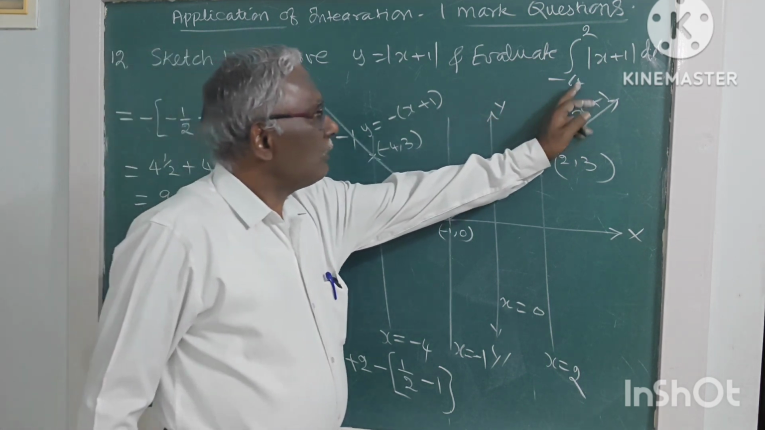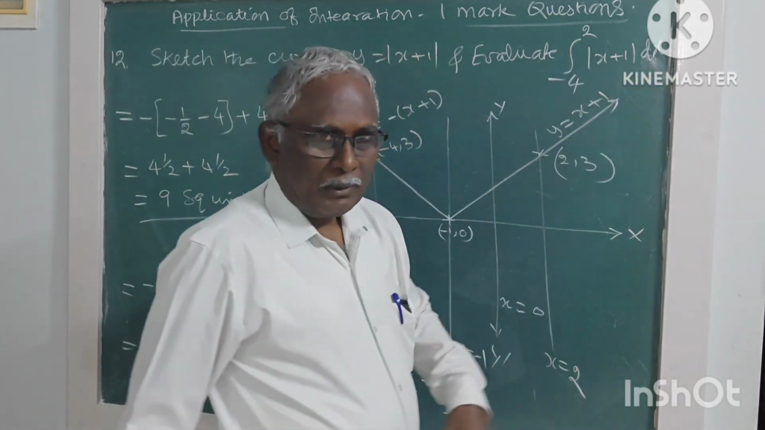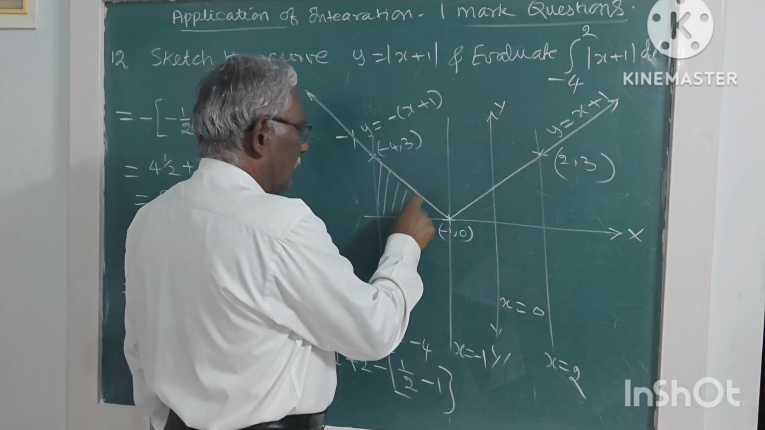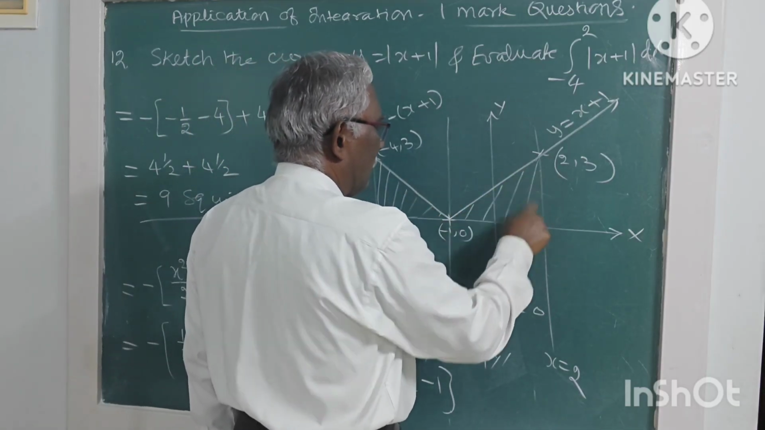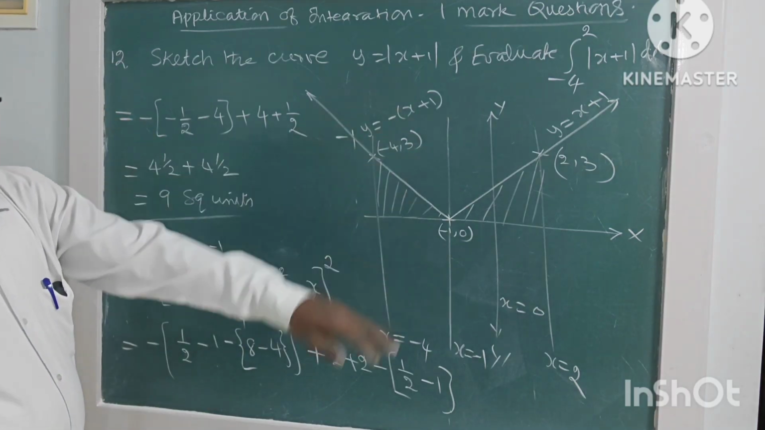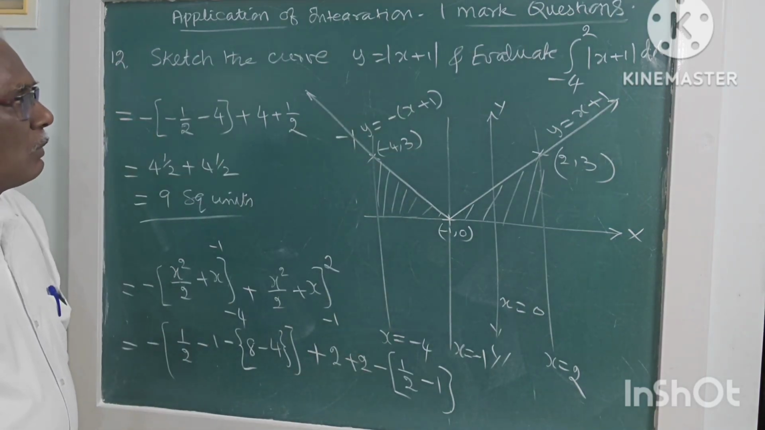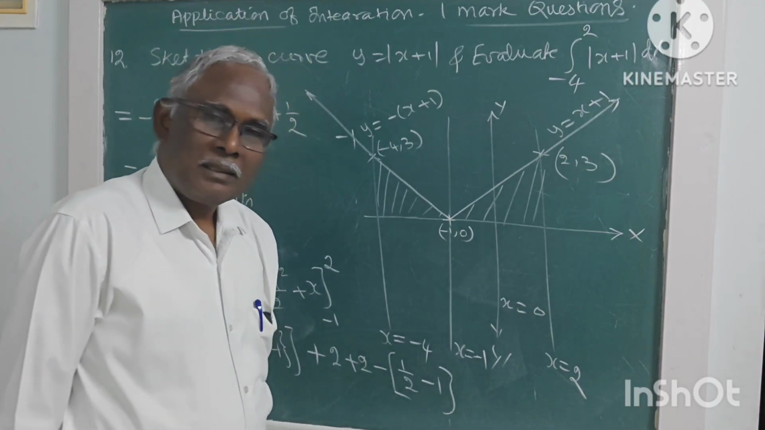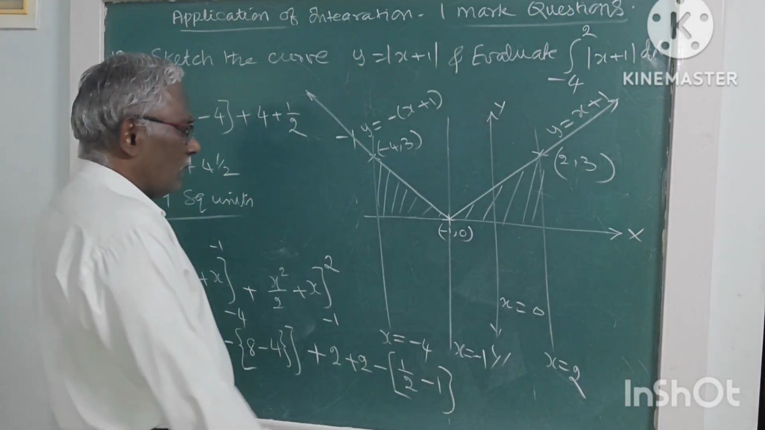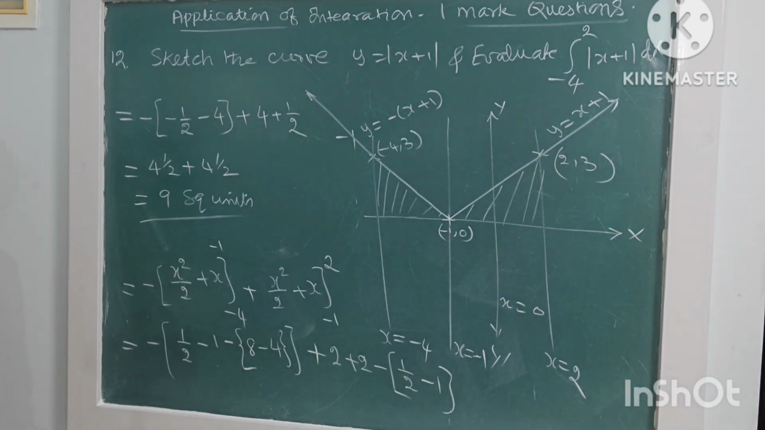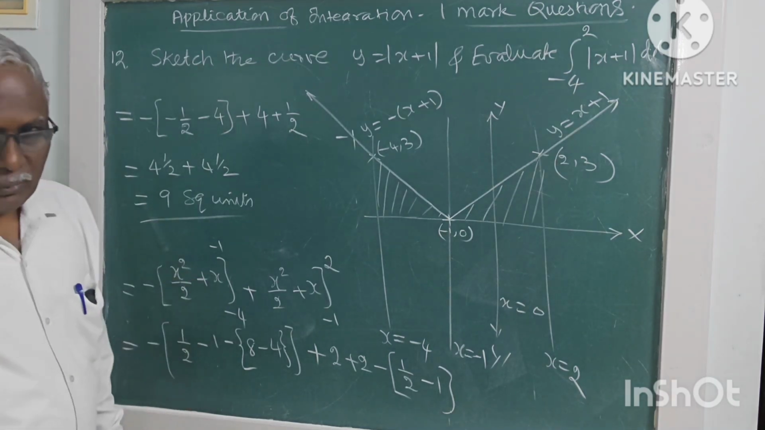So the integral from minus 4 to 2 of modulus of x plus 1 dx gives the area of this region, the area of these two triangles. So the integral gives the area of the shaded region as shown in the figure, that is equal to 9 square units.